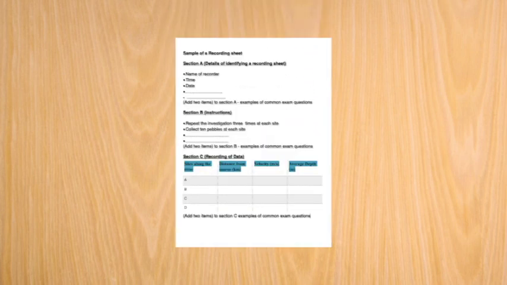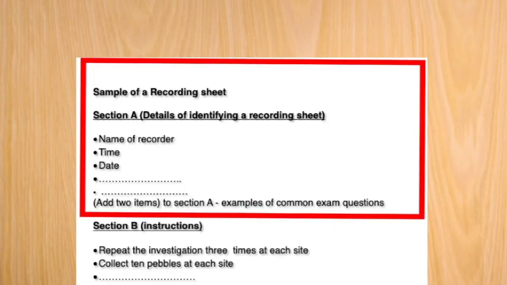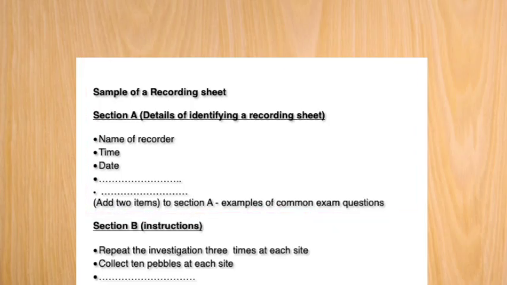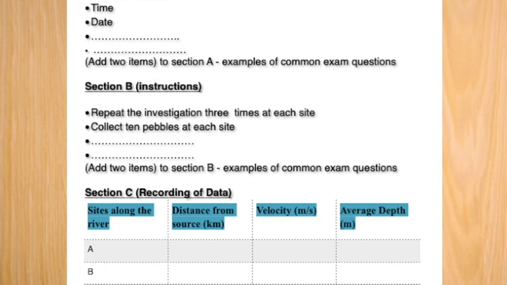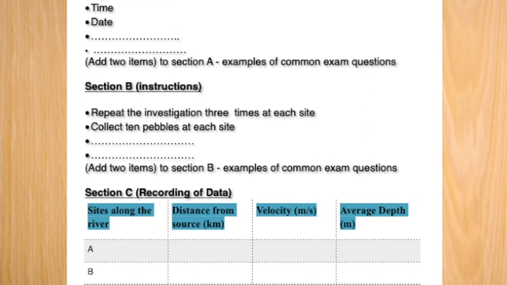A recording sheet consists of 3 sections, section A, B, and C. Section A contains details for identifying the recording sheet. These include details such as name of recorder, time, date, weather, location, or site. Section B contains instructions for the researcher. For example, repeat the investigation 3 times, take measurements at equal intervals, collect 10 pebbles at each site.